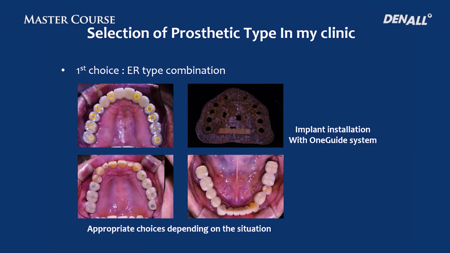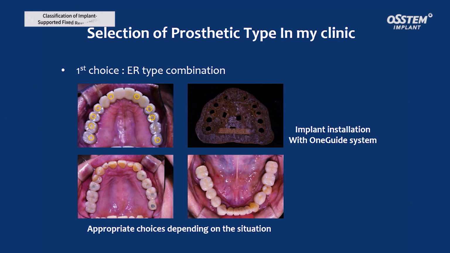I use Osstem's one-guide system to place implants. After placing implant in the planned position, if possible, I tend to utilize ER-type prosthesis. As shown in lower right, at times direction may not be ideal and making screw hole may not be possible, and you need to adapt accordingly with different given situations.